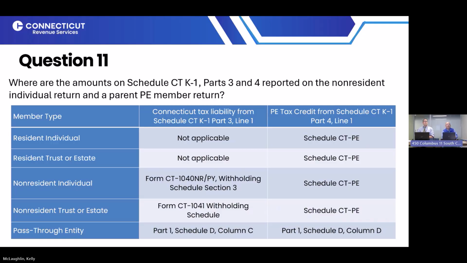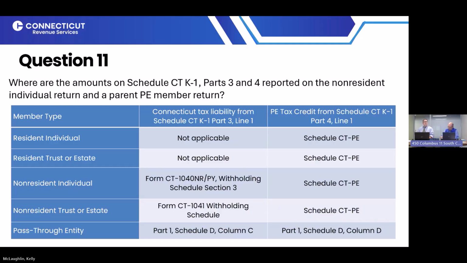Question number 11. We are coming down the home stretch here, Jim. What are the amounts on Schedule CT K-1, Parts 3 and 4, and reported on the non-resident individual return and a parent PE member return? Okay, so I think everyone can see the slide up in front of them. So coming from the CT K-1, the middle column, Part 3, Line 1, this would be the tax payments made on their behalf. So for a resident individual or a resident trust or estate, they are not deemed taxable members. There should be no tax paid on their behalf. So it doesn't apply there.